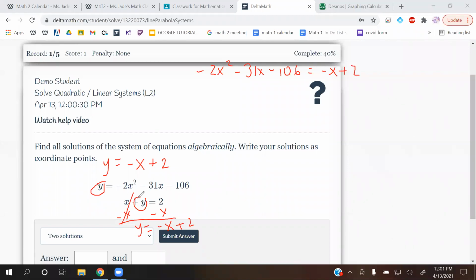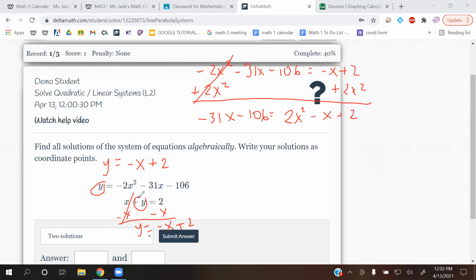So let's bring everything to one side. I like the negative 2x squared. I'd like that to be positive, so I'm just going to bring that to the other side. That way those will cancel out. We'll get negative 31x minus 106 is equal to 2x squared, now positive, minus x plus 2. So I just brought that over. Then let's bring everything else over so that it's equal to 0. So plus 31x plus 31x cancels out. Negative 106 is equal to 2x squared plus 30x plus 2.